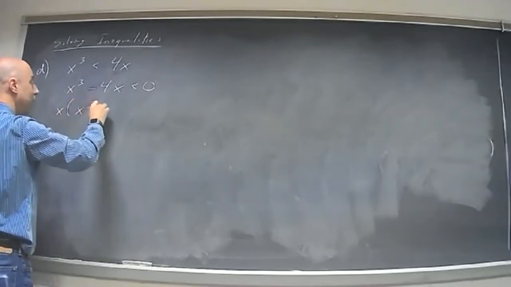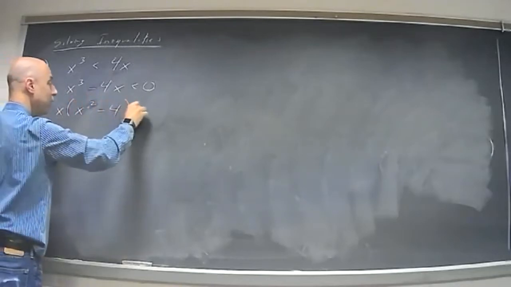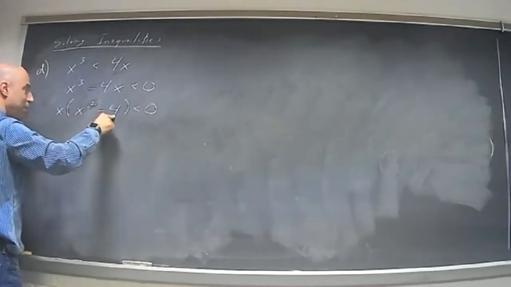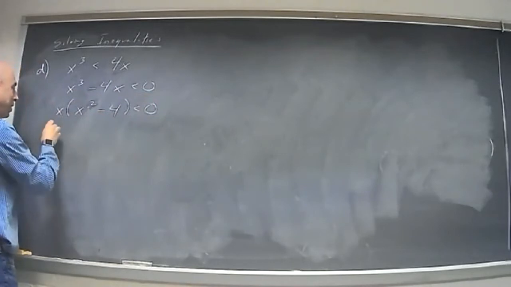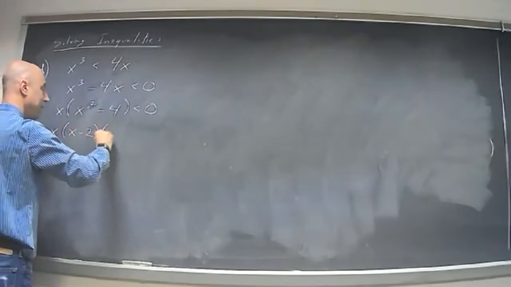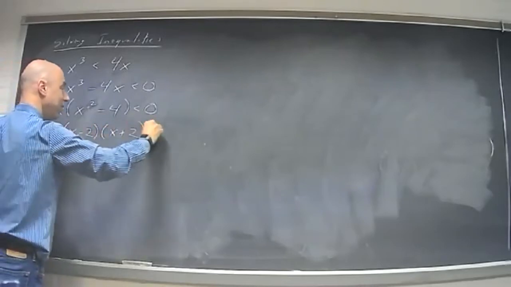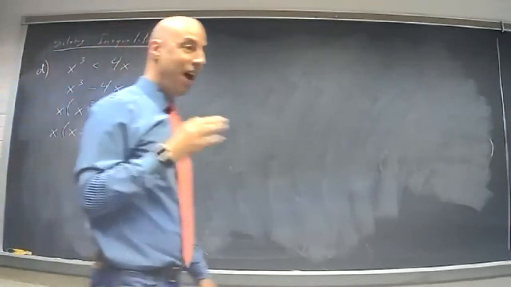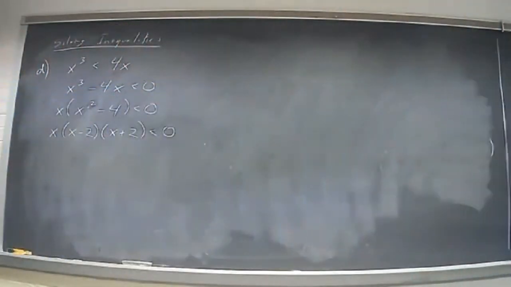Oops, x squared minus 4. And probably you looked at the x squared minus 4 and realized that that was a difference of squares, so you can factor that. x times (x minus 2) times (x plus 2) is less than 0. And if you got that far, that's great. Now things get awful.